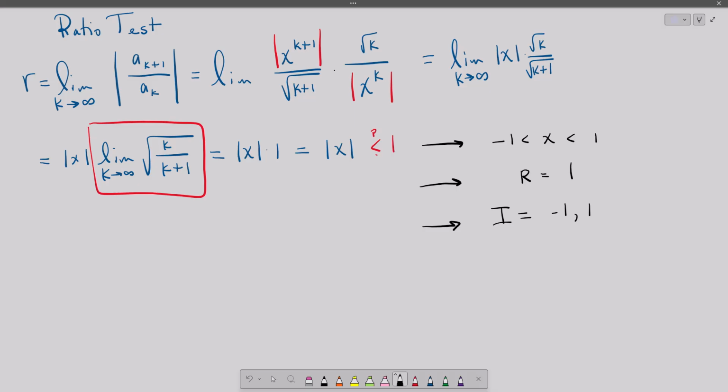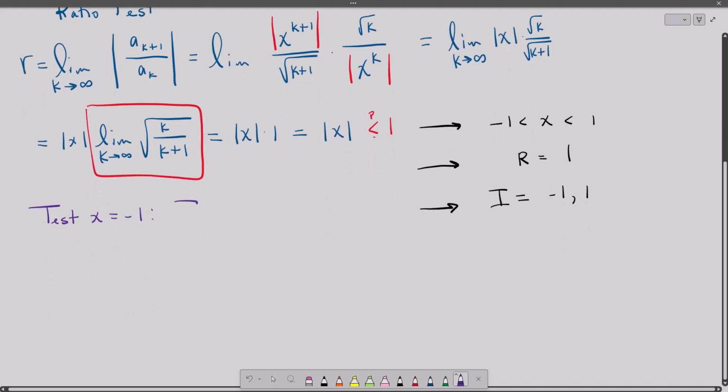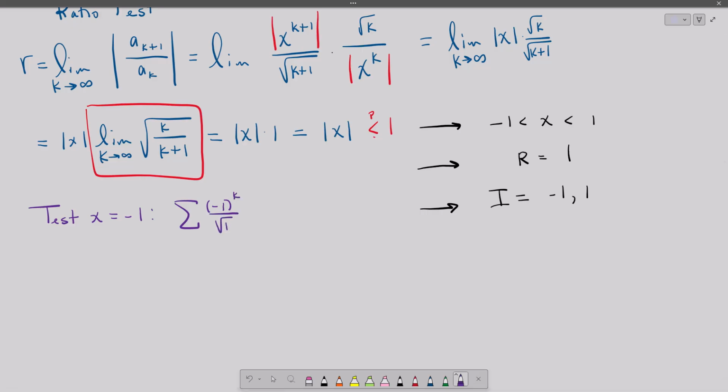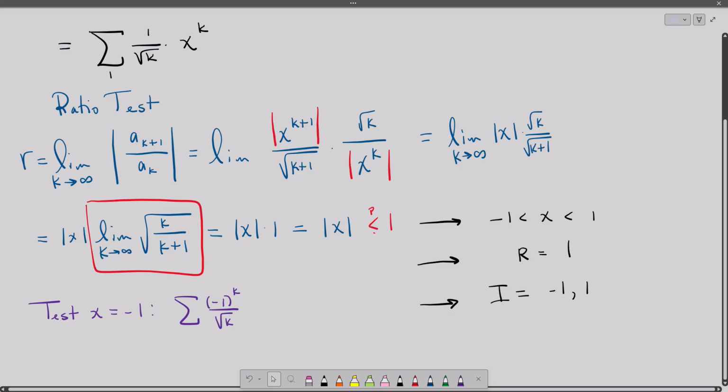So now we have to test. This is always the most tedious part. We have to test x equals -1. We have to test x equals +1. So we come up here and look, and we're plugging in right there for the x. The variable is x. That's the piece that can be changing. So we have (-1)^k divided by the square root of k, plugging in for the x. So that's what we get.